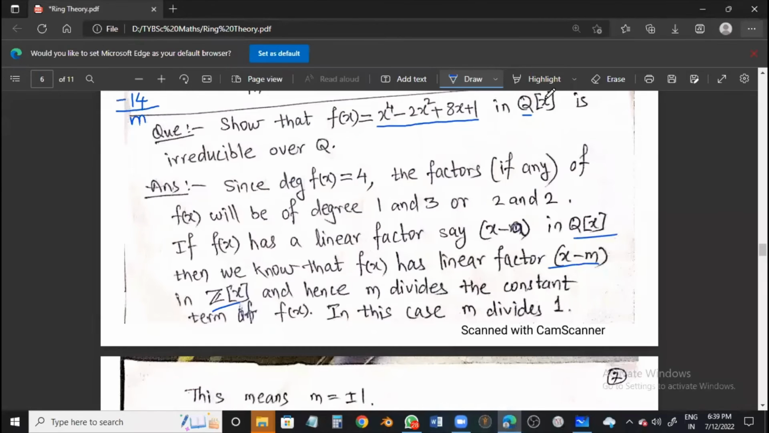Coefficients are taken from rationals and the constant term is 1. Keep in mind.